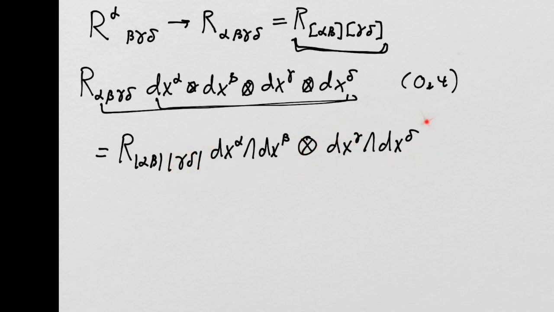And this is a completely legitimate object that is a (0,4) tensor, but it has the symmetry of the Riemann tensor, of this fully lowered form of the Riemann tensor, in that if you switch alpha and beta, you introduce a minus sign, and if you switch gamma and delta, you introduce a minus sign. So you can think of it completely in this way.